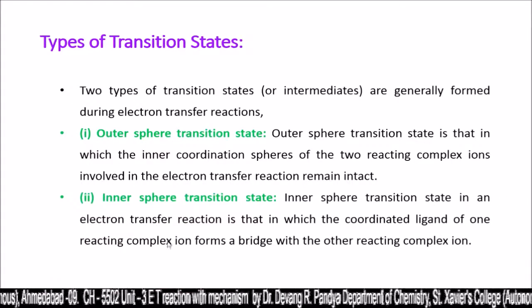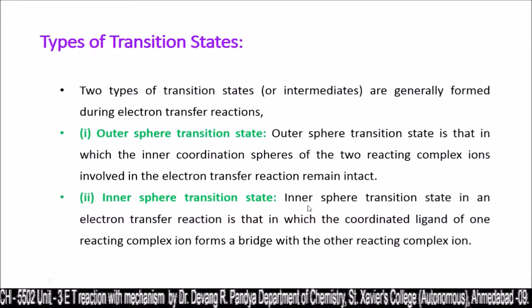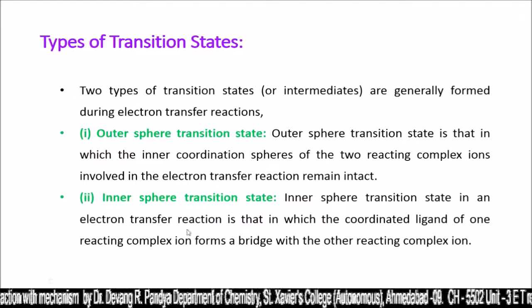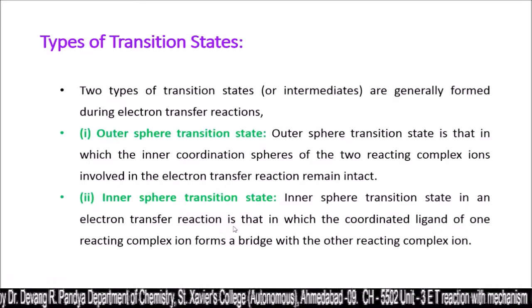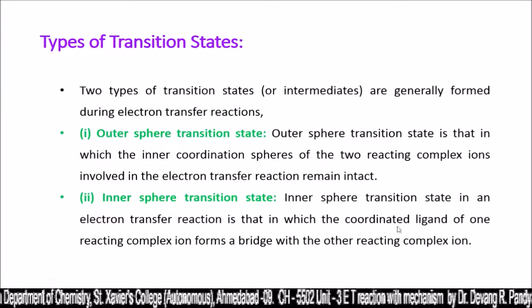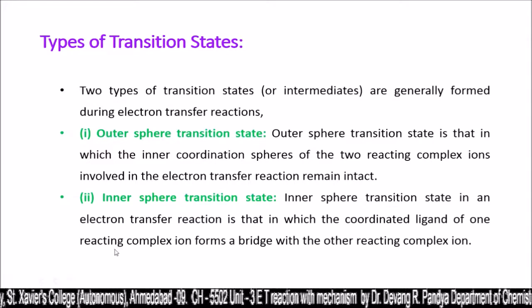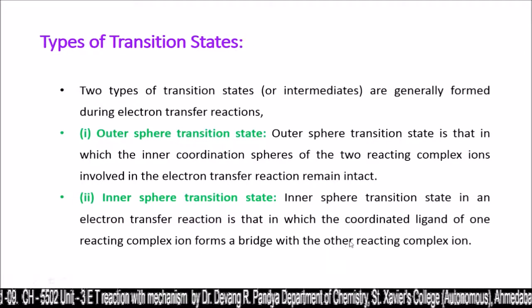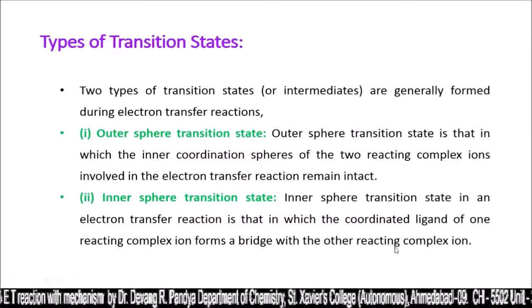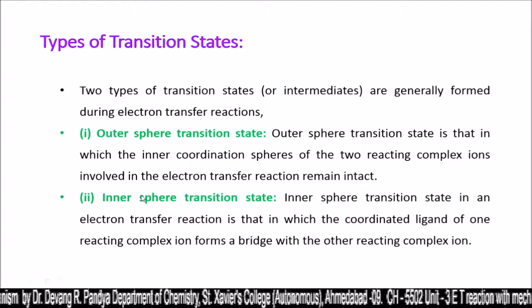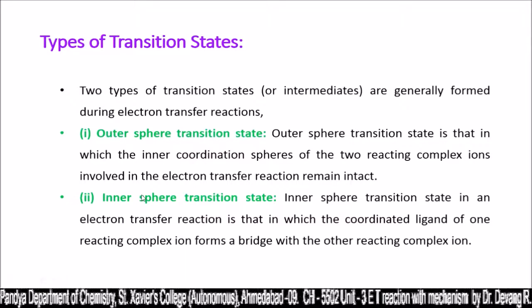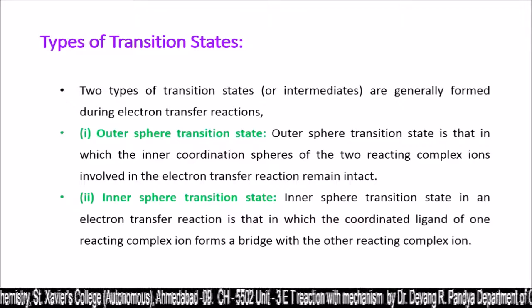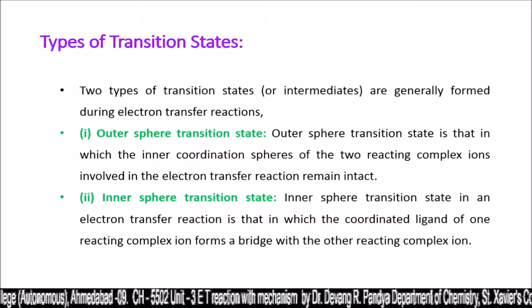While the inner sphere transition state in an electron transfer reaction is one in which the coordinated ligand of one reacting complex ion forms a bridge with the other reacting complex. That means the coordination sphere of the transition state changes a little compared to the reacting species.